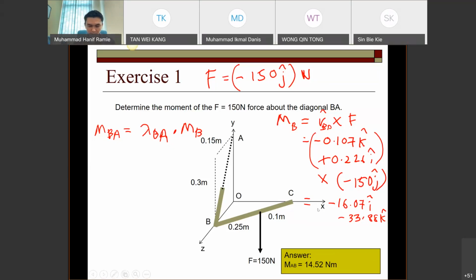Okay, Wong Kin Tong, did you get the final answer? Is it the same as shown in the slide? Doctor, for the final answer, I get 15.17 Newton meter. 15? Yes. 15.17. Okay. How about the rest? Do you get the same answer?